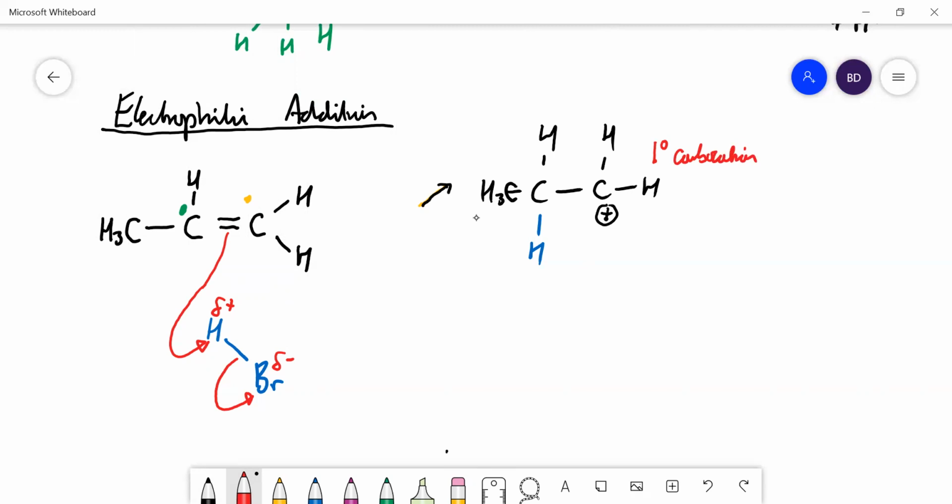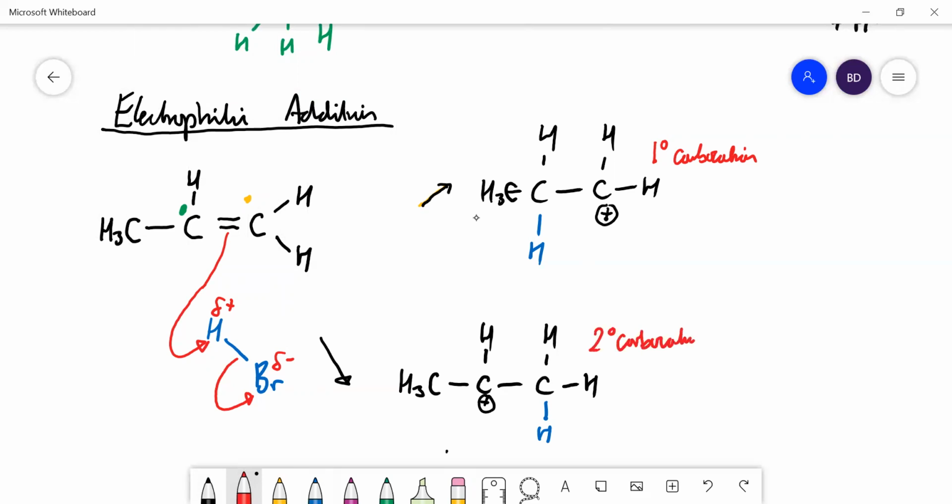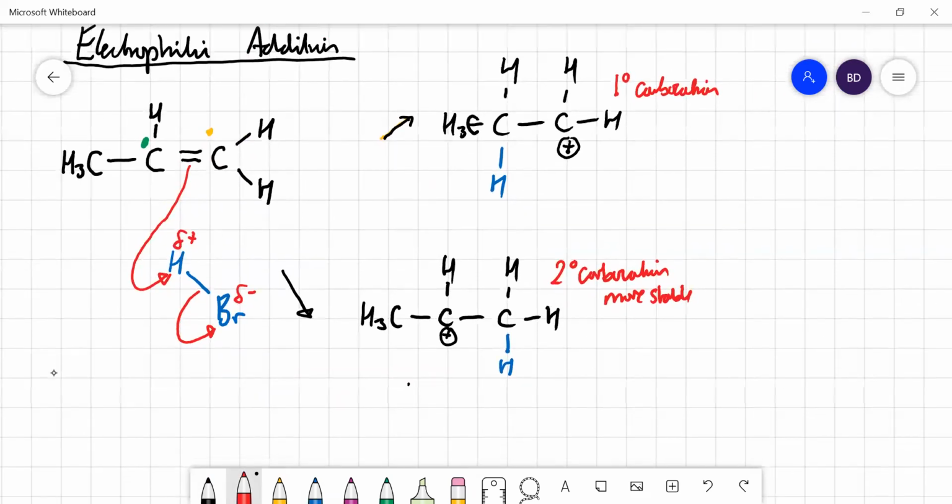Well, if it attaches to the other one, you'll get a secondary carbocation. So if it attaches to the yellow carbon, there's our new hydrogen stuck on there, and we have a carbocation on the middle carbon, and this is a secondary carbocation. Now this is more stable than the primary, so it tends to form more, so you get more of this secondary carbocation forming.